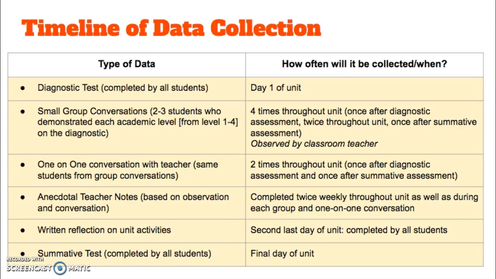The following is a timeline of when and how data will be collected. The unit will begin with the completion of a diagnostic test by all students on day 1. Small group conversations involving 2 to 3 students who demonstrated academic levels ranging from 1 to 4 on the diagnostic test will occur 4 times throughout the unit: once after diagnostic, 2 throughout, and once after summative assessment. One-on-one conversations will occur with the same students, but only twice throughout the unit, once after diagnostic and once after summative. All conversations will be between the students and the classroom teacher.